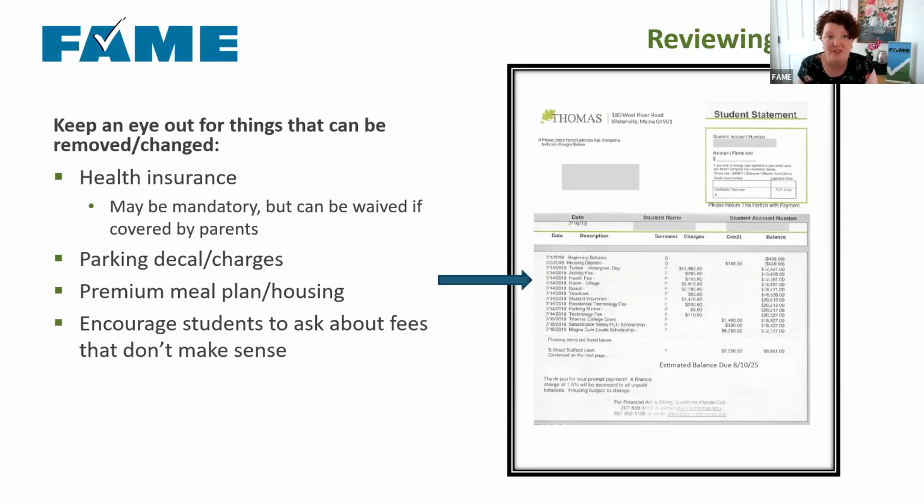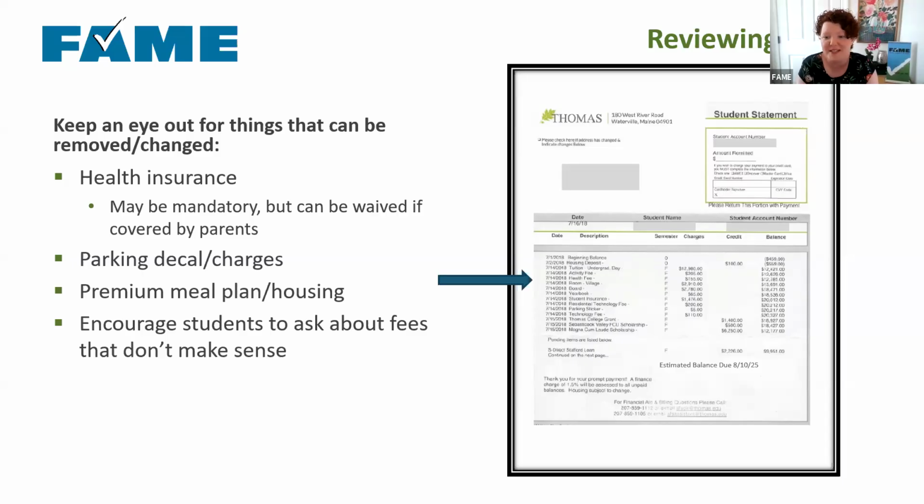But those kind of deluxe meal plans can be really pricey. And depending on the student, so I'll tell you for myself, I rarely got up in time to have breakfast in the cafeteria. I would have a little something in my room. So for most of college, I only had a 2 meal a day meal plan, and that saved me money. So look at where those options might be, and encourage your students to ask about the fees that don't make sense. If there's something there, it is worth asking about.